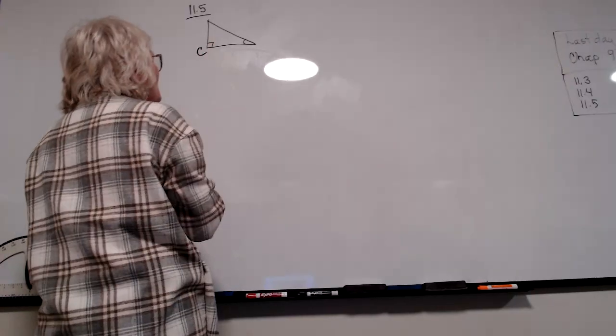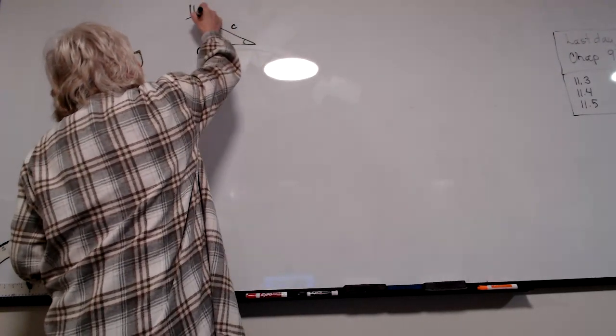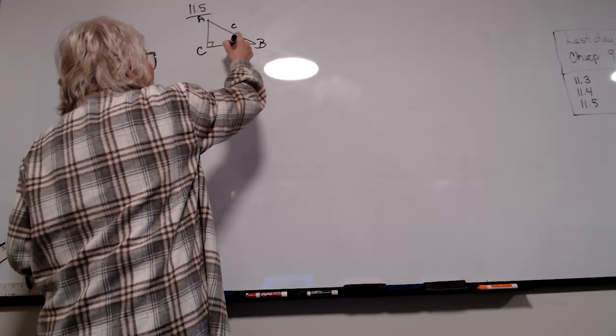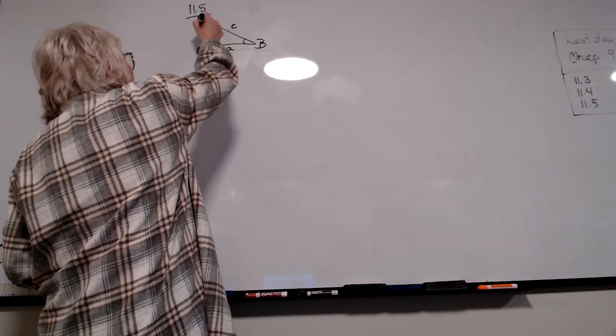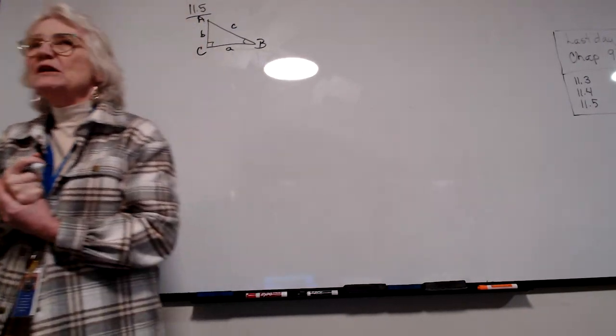We label the right angle as C. So this side is C. It doesn't matter which one you call A and B, but across from A is little a and across from B is little b. Okay, so that's how we do it.